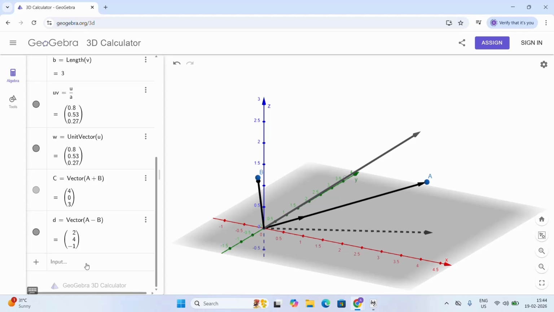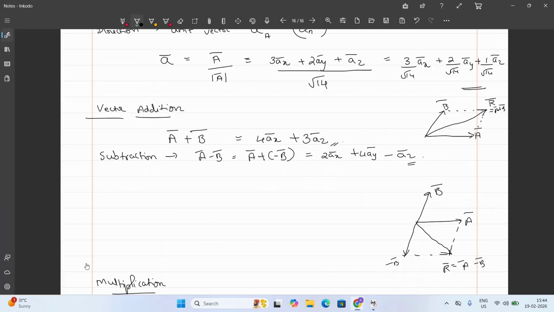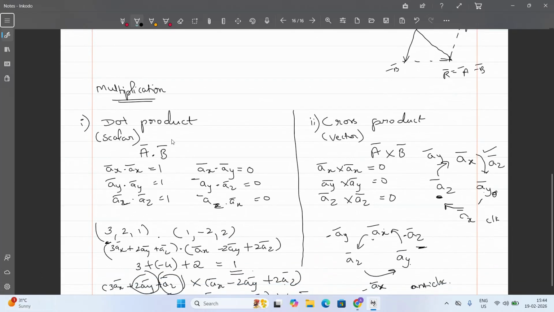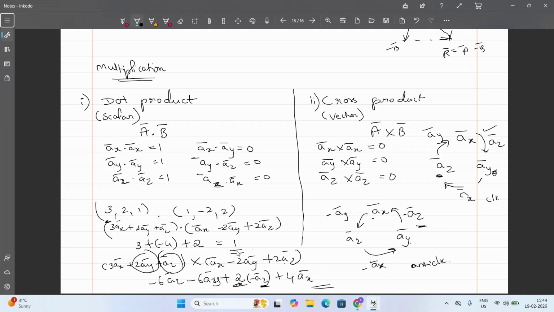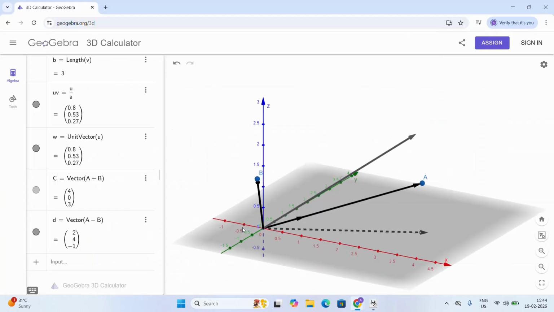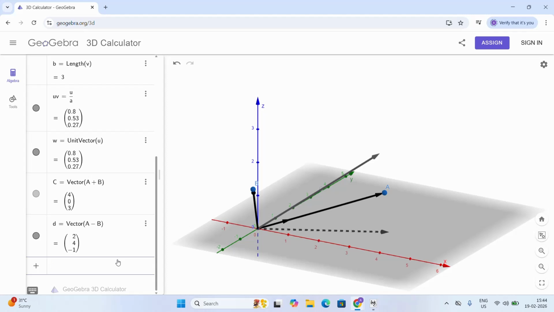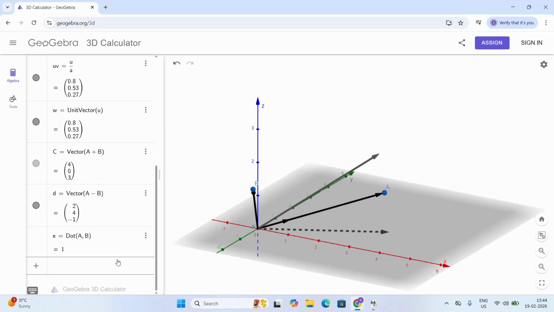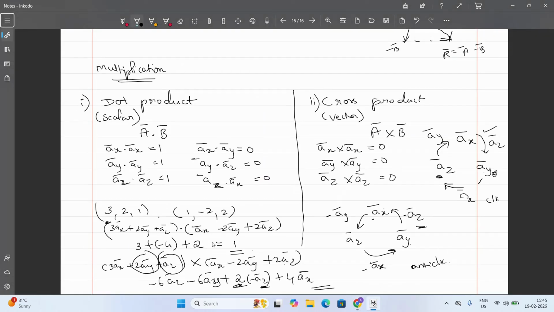Now coming to the next concept, that is dot product. As I told you, dot product is going to give you a scalar result. When you multiply the two vectors, only the same axis values get multiplied and the other axis values will be 0. I should be able to get the answer 1 when I perform the dot product. To find it, you have a built-in function called dot. Dot product between A and B. You see, the answer is 1. That is what we got here in the solution, right?